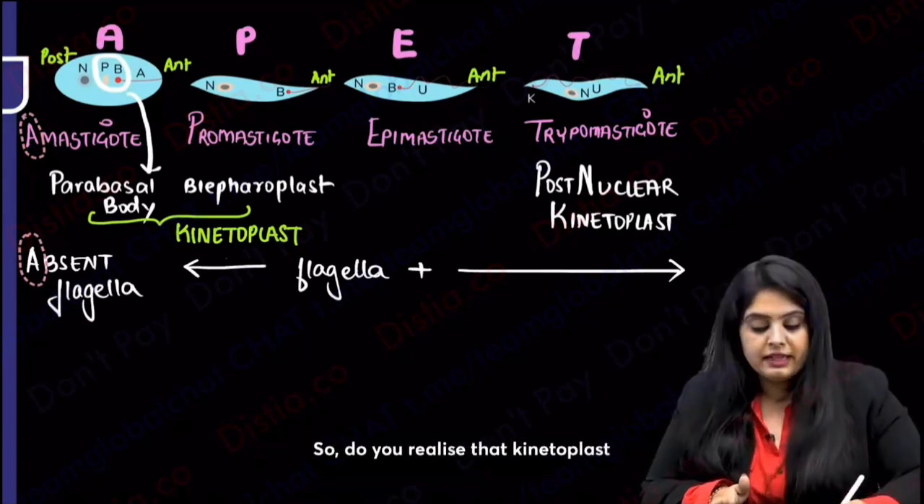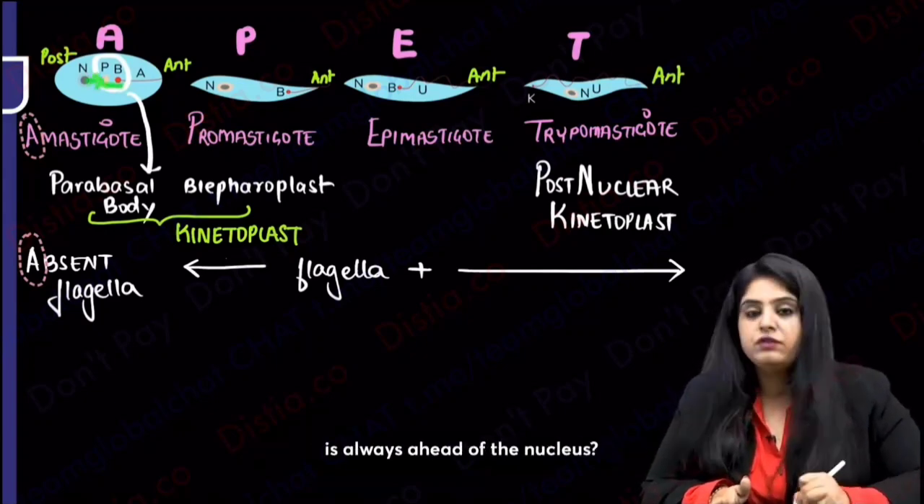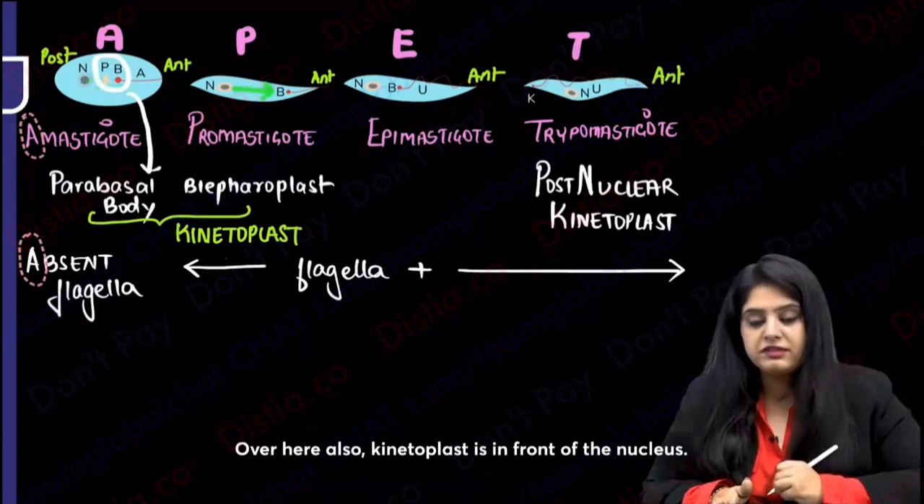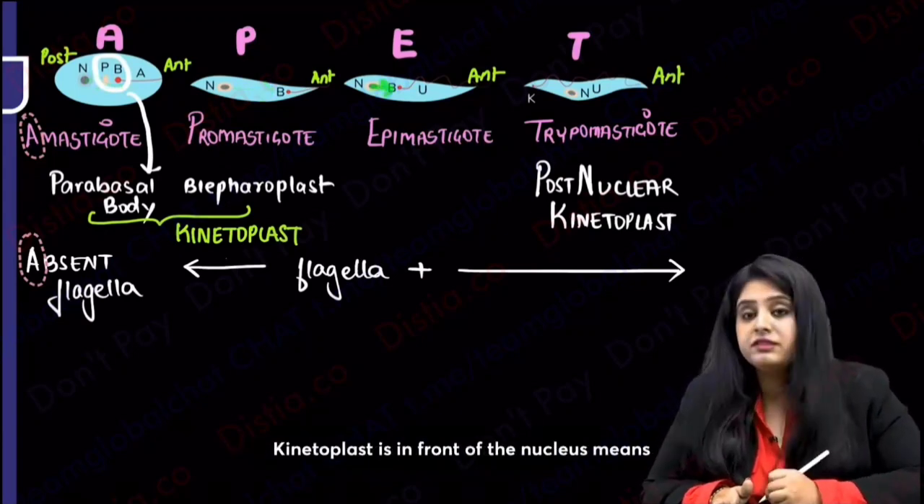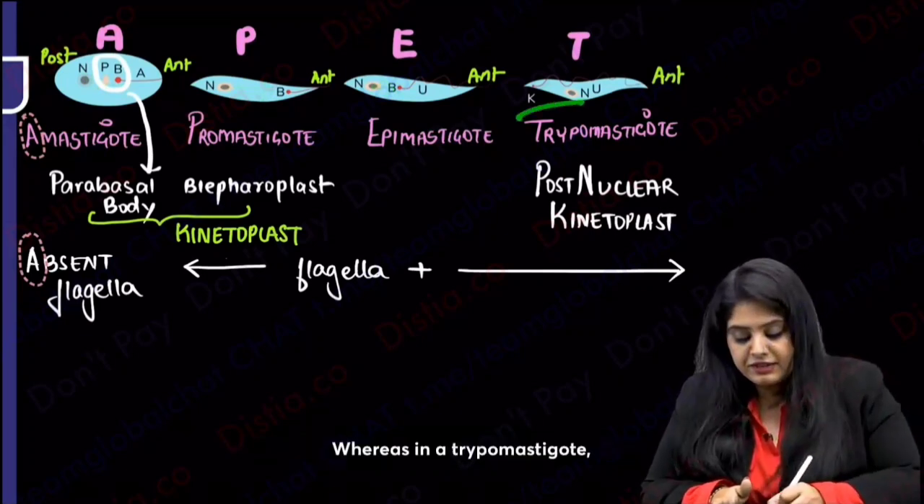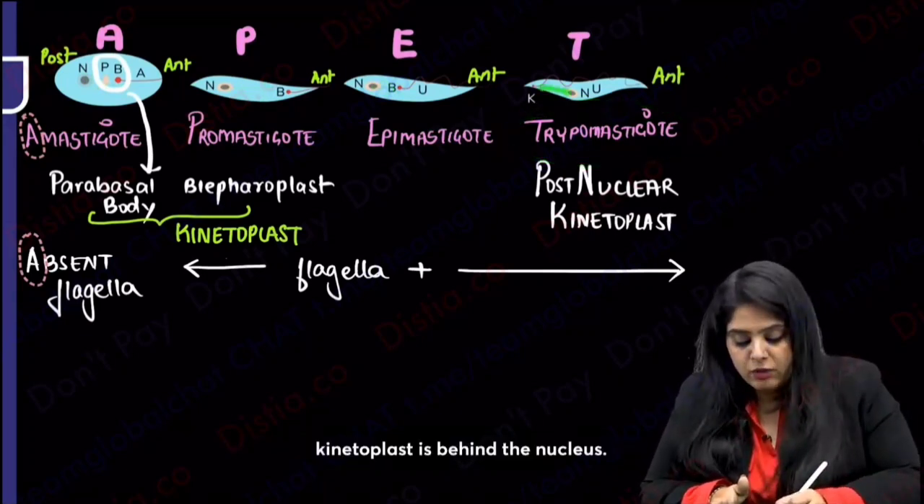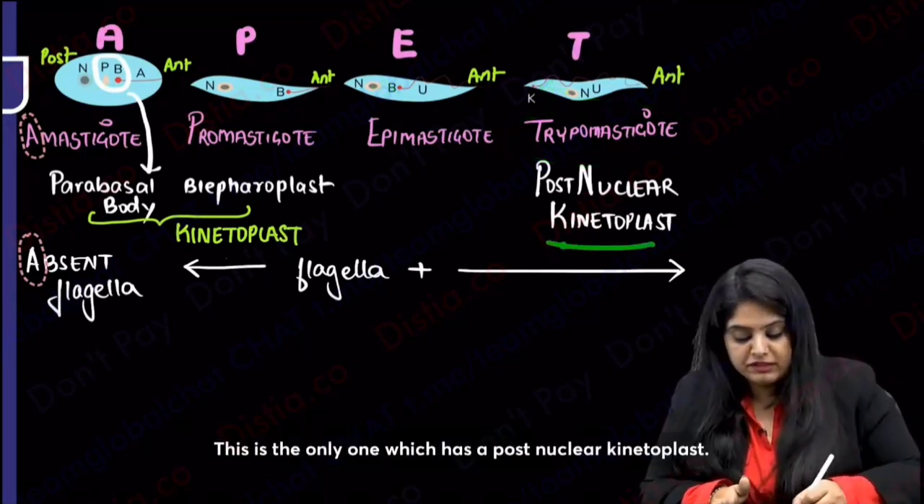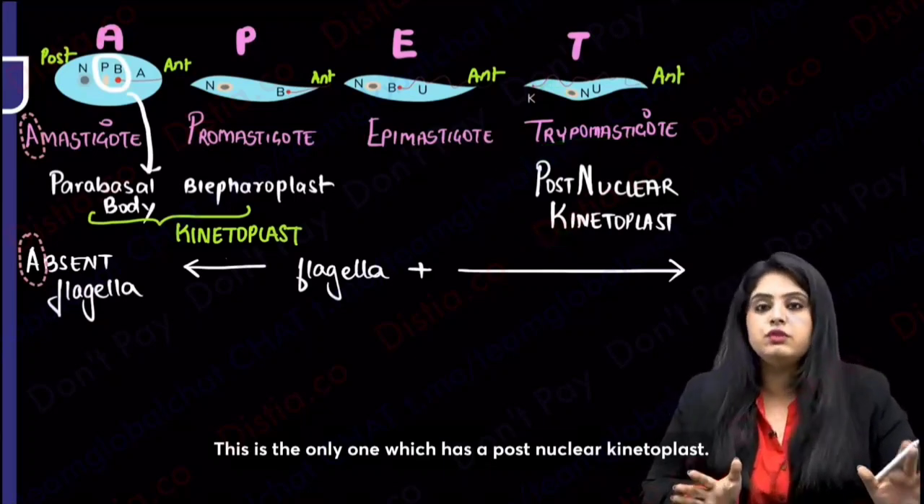So do you realize that kinetoplast is always ahead of the nucleus? Over here also kinetoplast is in front of the nucleus, kinetoplast is in front of the nucleus, meaning kinetoplast is always going to be anterior. Whereas in a trypomastigot, kinetoplast is behind the nucleus. This is the only one which has a post-nuclear kinetoplast.